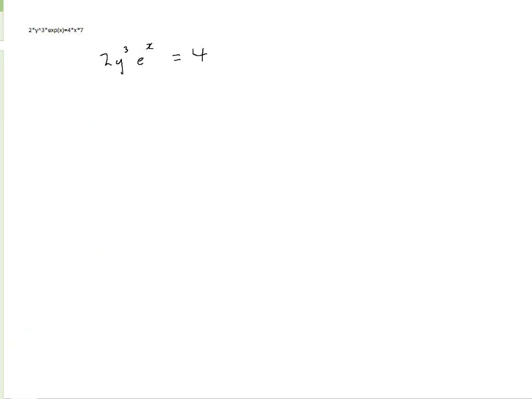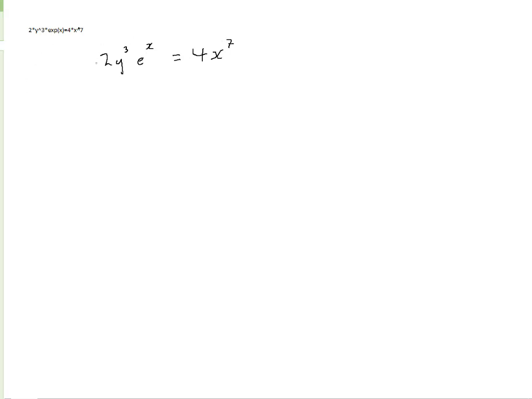So as I originally wrote this, it would be just 4 times 7 would be 28, which wouldn't be a very interesting problem. So 4x to the power 7. So here we're going to find an implicit expression for dy by dx. So we just differentiate both sides with respect to x.